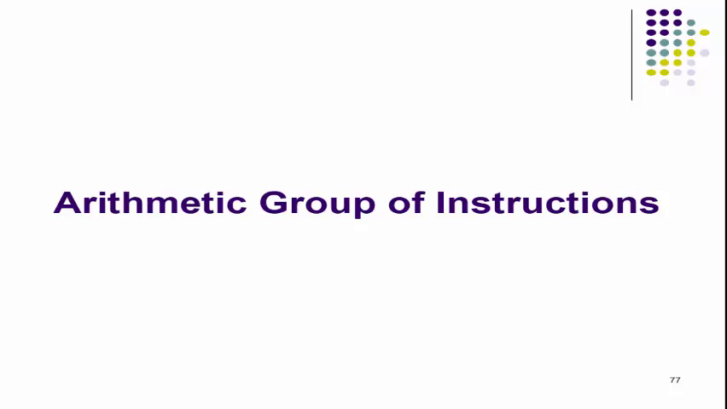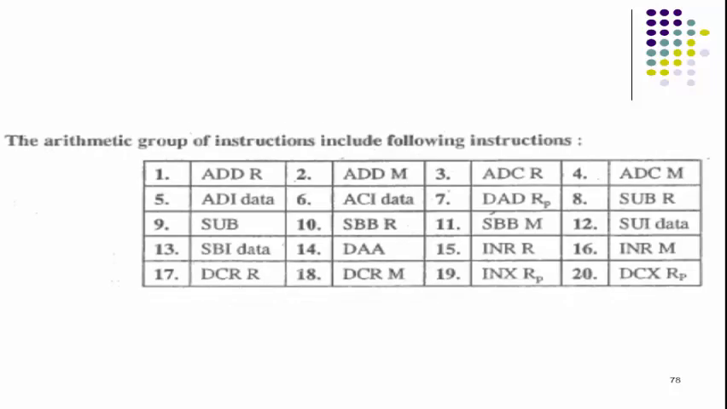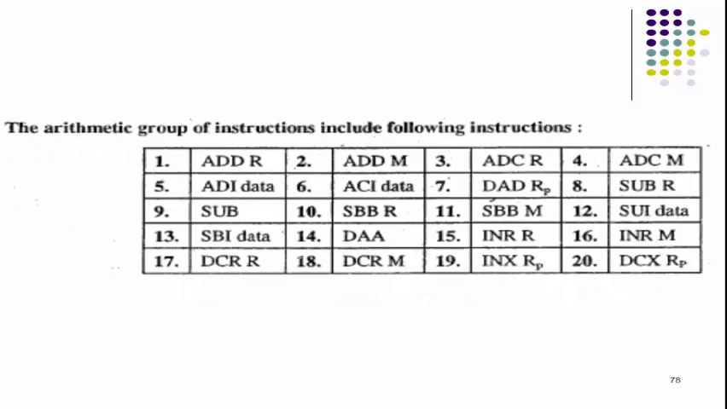Friends, let us continue with the arithmetic group of instructions of 8085. The arithmetic group consists of various instructions. There are a total of 20 instructions available under this group. In this table we can see these instructions.